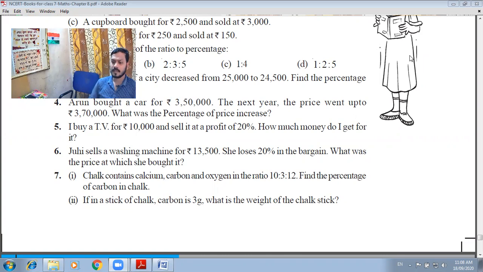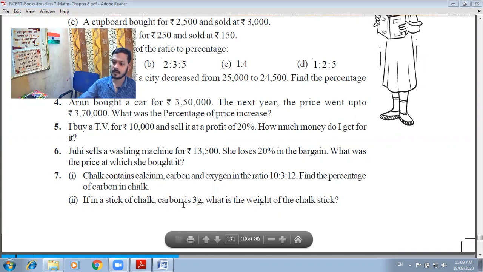Now, try to complete question 7. Question number 7. Chalk contains calcium, carbon, and oxygen in the ratio 10:3:12. Find the percentage of carbon in chalk. If in a stick of chalk, carbon is 3 kg, what is the weight of the chalk stick?